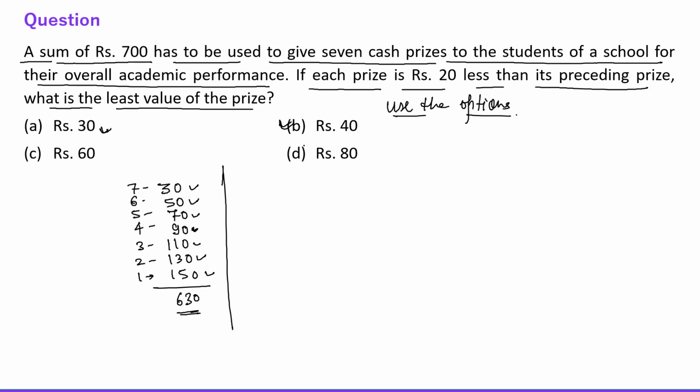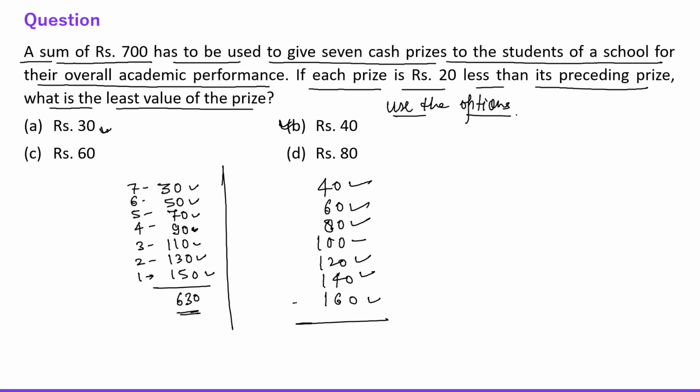So again, let's start with 40. So 40, 60, 80, 100, 120, 140 and 160, right? So here 40 and 160 is 200, 60 and 140 is again 200, 80 and 120 is again 200, and this is 100. So 200 into 3 is 600, 600 plus 100. So their sum is 700, right? So the sum is coming as 700. So the correct answer is 40. The least value of the prize will be 40 rupees, right?